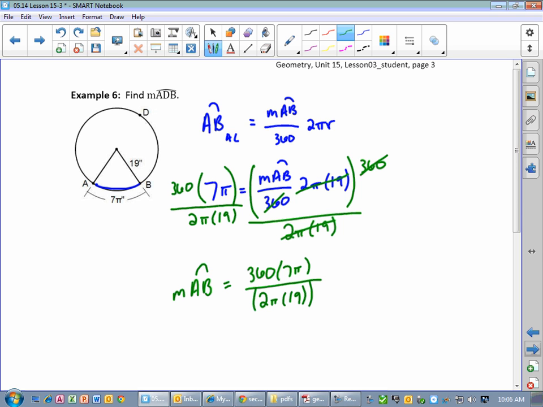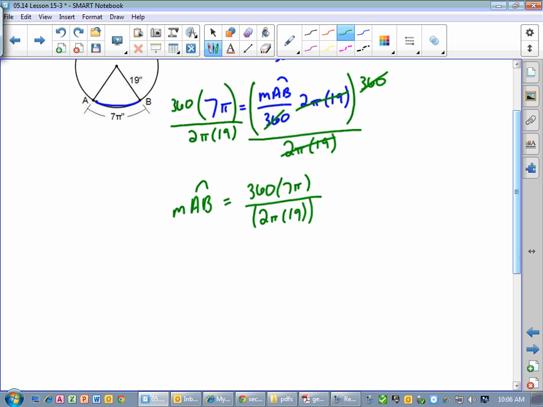Now this is all just numbers, right? So I can very carefully type this in my calculator and get an approximate answer. And one other thing to note, we've got a pi in the numerator and a pi in the denominator. Pi divided by pi is 1. So the pi's can even divide out. We don't need to put pi in the calculator. We've got 360 times 7 divided by 2 times 19. And so, double check, we should get 66.316.